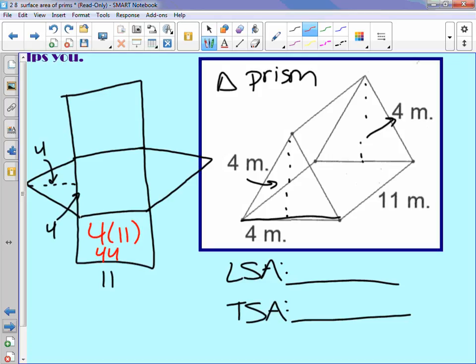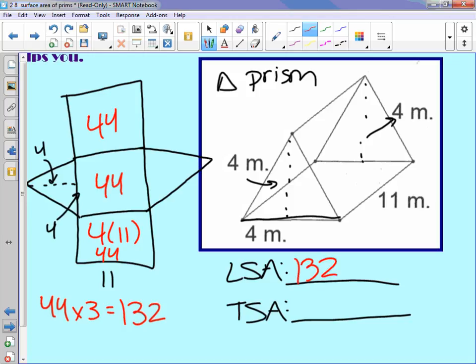This is going to be 44 times 3. So you have 44 times 3. What does that give me? 132. Y'all agree? So, do I know my lateral surface area? Yes. So 132 meters squared. Any questions so far?